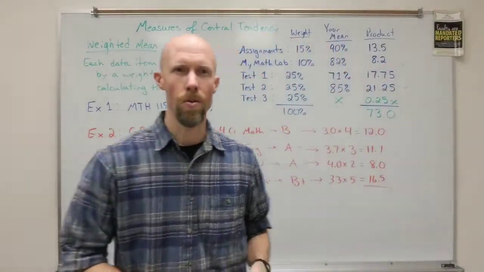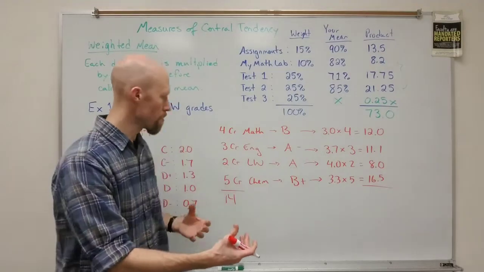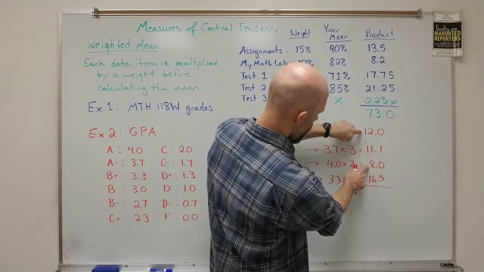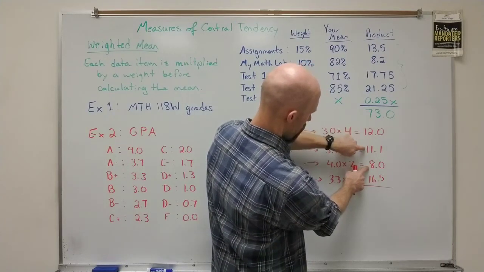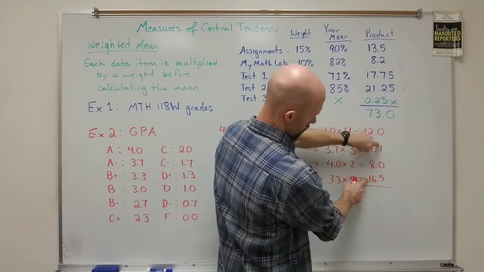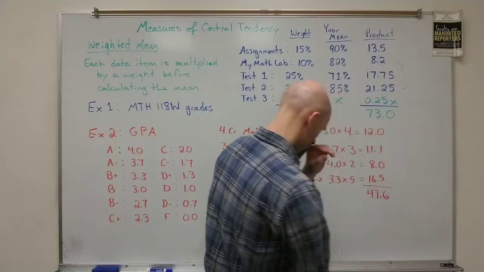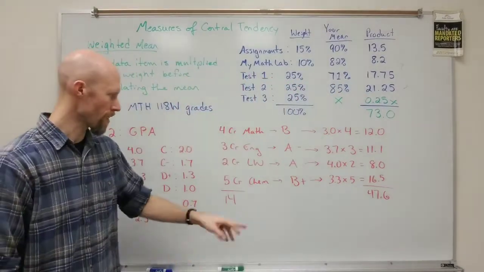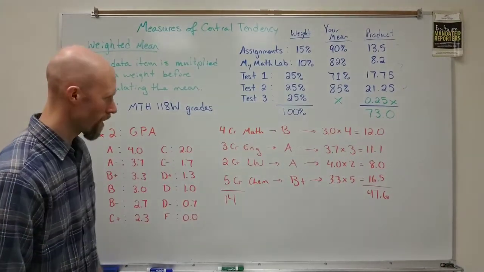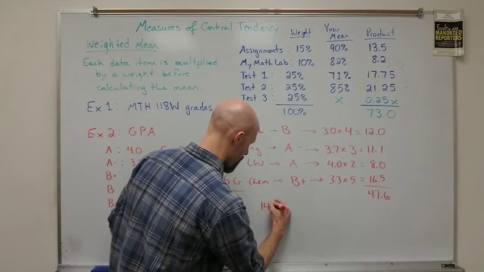Okay? So that gives us our products, we add them up, that gives us our weighted sum, but then we still have to divide by 14 at the end. This ends up being 47.6. I've got to divide that by 14, of course. That wouldn't be a simple calculation, so I'll do that real quick by hand.